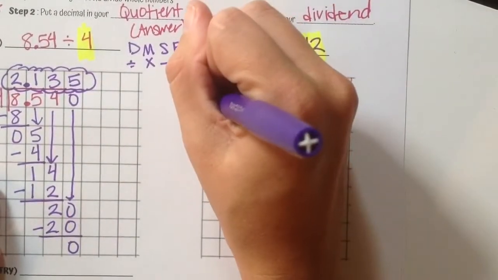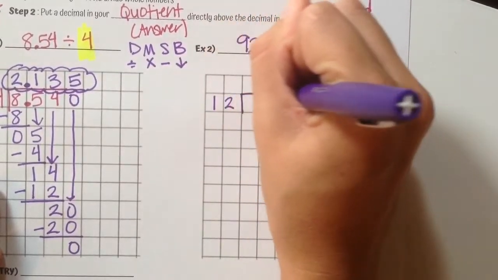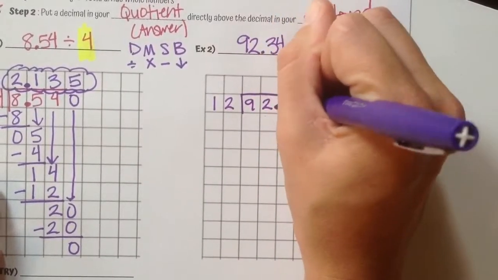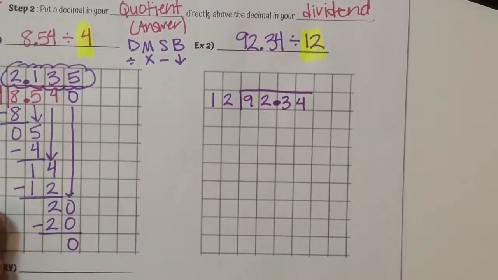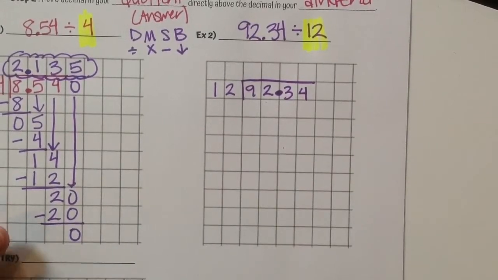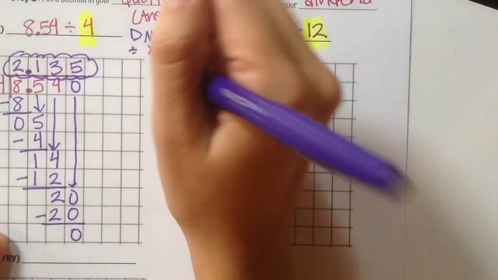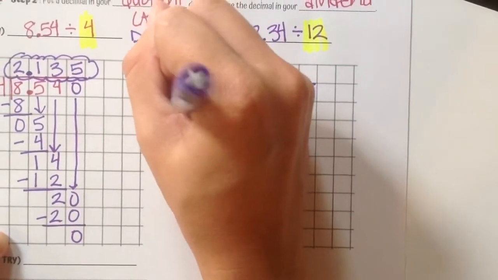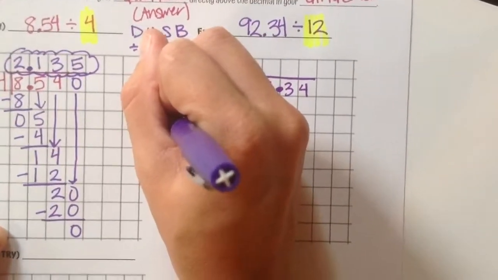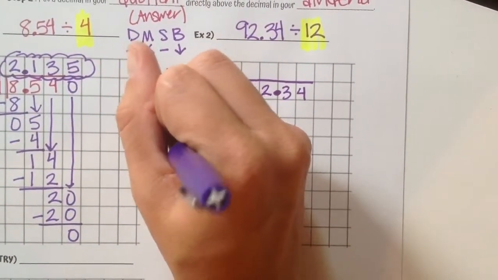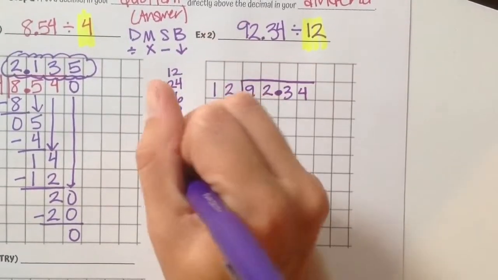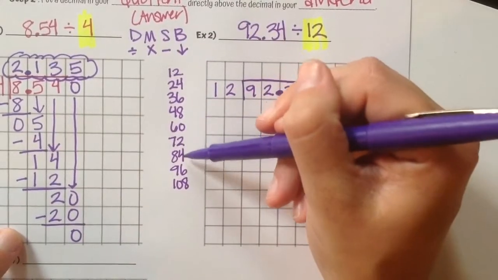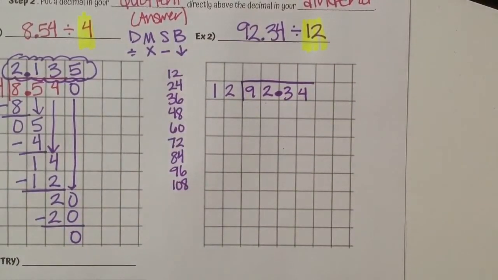So let's set it up. 92, I'm going to put my decimal. It's very important to have that lined up there. And 34 hundredths divided by 12. Just like before, I like to write out my multiples of 12. Use your multiplication chart if you need to. 12, 24, 36, 48, 60, 72, 84, 96, 108. 1, 2, 3, 4, 5, 6, 7, 8, 9. Perfect. Let's go ahead and divide.